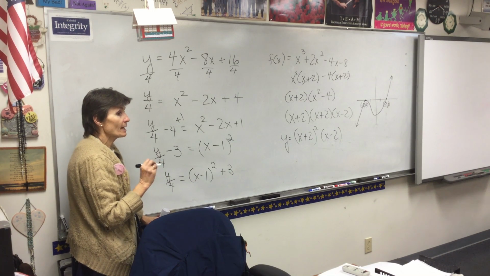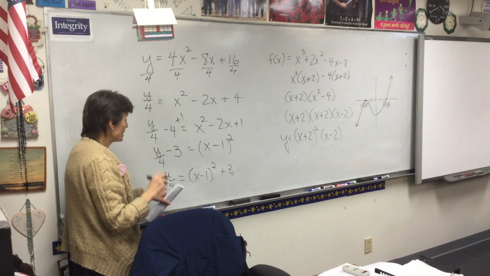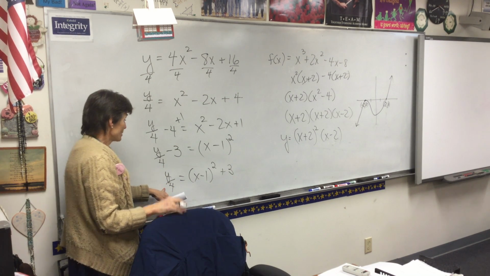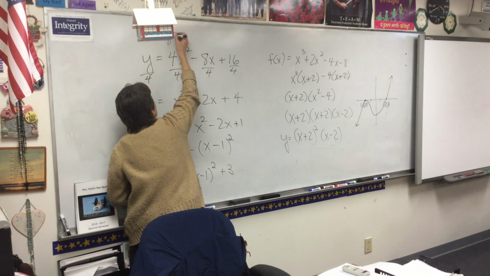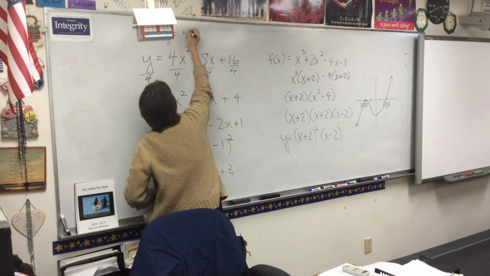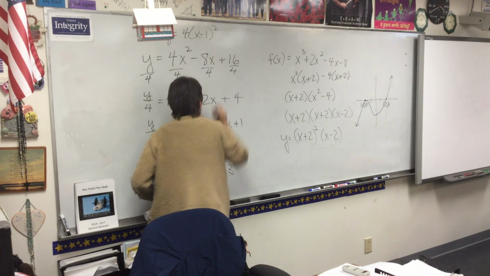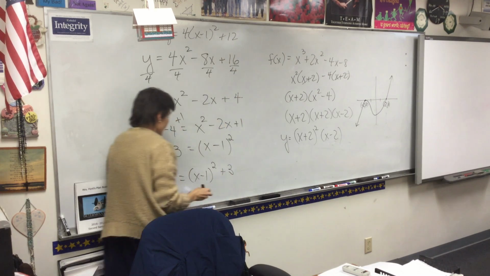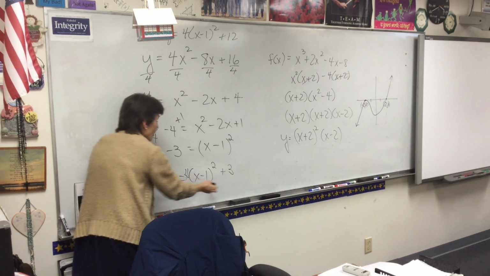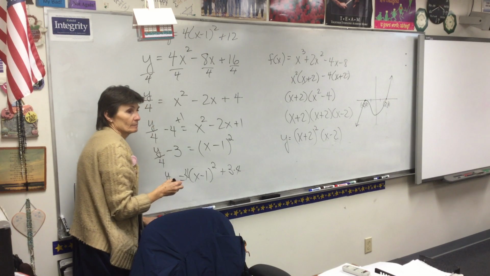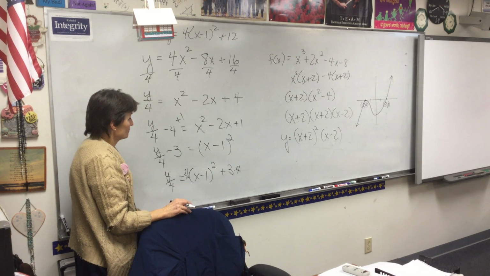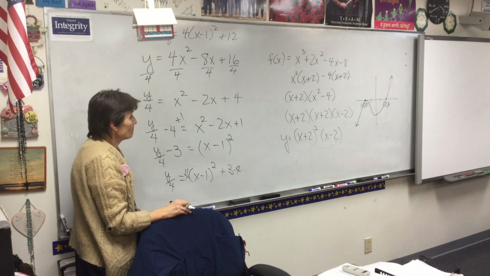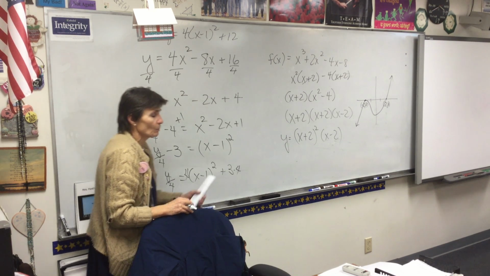And then here comes kind of a tricky step. Just do it carefully. You need to multiply by 4, right? So we're going to have y equals 4 times (x minus 1) squared plus 12. Don't forget, you got to multiply this by the 4 and this by the 4. Did you get it right? Yes. Awesome, good work.